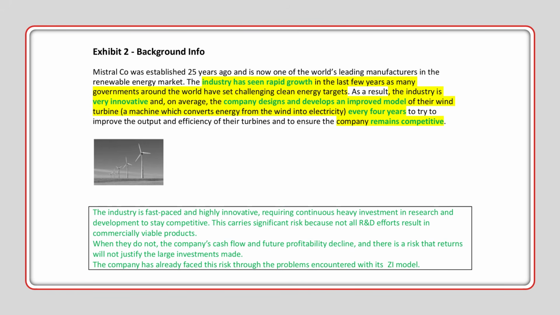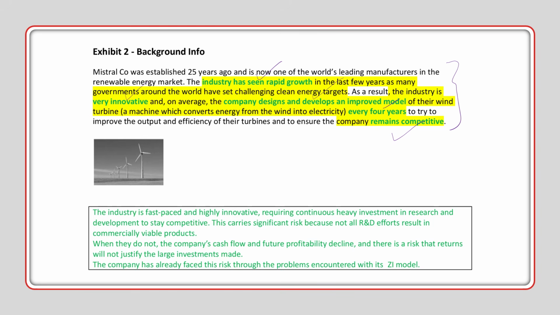Let's start by looking at the first part of the scenario. They've given all this information. You could always pause the video and read this in your own time. I'm just going to focus on the key parts. So the industry has grown rapidly because governments around the world are setting clean energy targets. There's a lot of innovation required. And because of that, in order to remain competitive, they have to continuously spend a lot of money in design and development of improved models, and we're really looking at every 4 years.